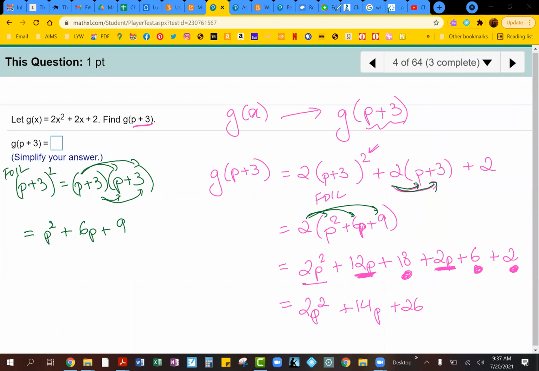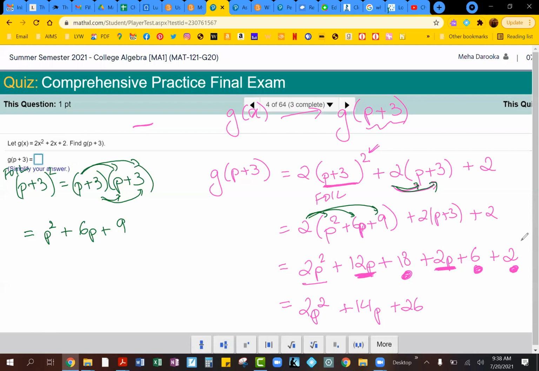So yeah, that's all you really have to do. And that first part is really the main part, is remembering to FOIL the parentheses first and then distribute your constant term on the outside. And then, of course, you bring in the rest of the terms and simplify it from there. So let's go ahead, put this answer in. We've got 2p squared.